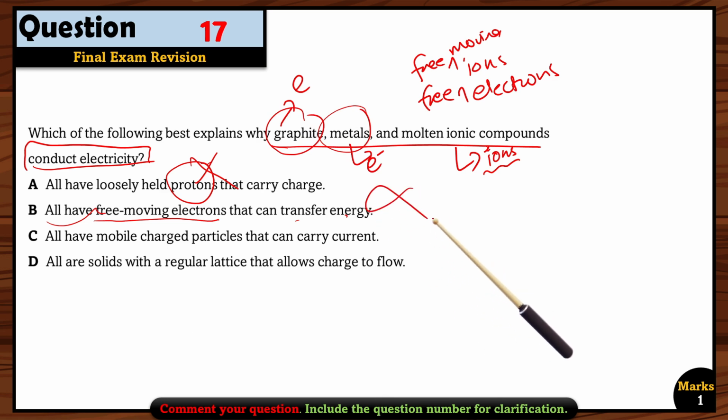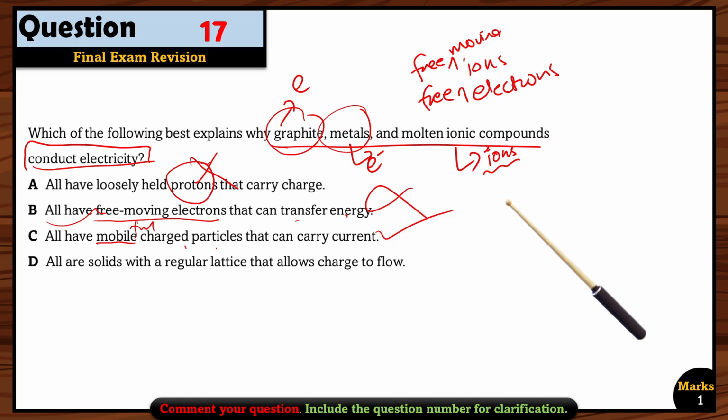Let's see another option. All have mobile, mobile means free moving, charged particles. Yes, that option is right, because electrons are also particles, ions are also particles. So we can use the word particles for both electrons and ions. So all have mobile charged particles that can carry the current. So that's why option C is the right option.